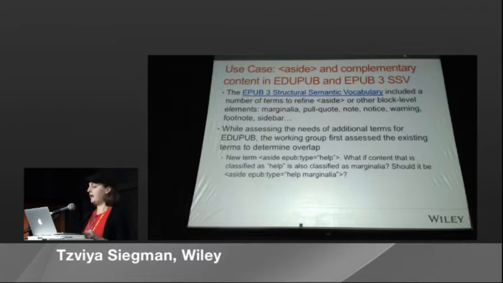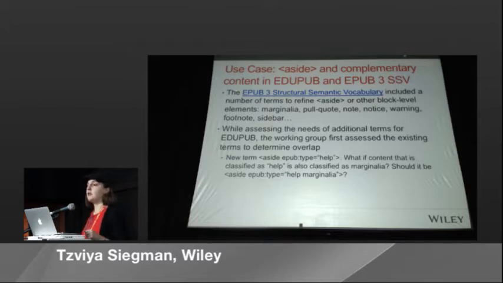When working on EPUB, which is an education profile of EPUB 3, we were adding some terms to the EPUB 3 structural semantic vocabulary, which already included several terms defining and refining aside and block level elements. There are more than I remember that already existed. Pull quote, note, notice, warning, footnote, endnote, rear note, and so on. So we had a number that we wanted to add for education content.